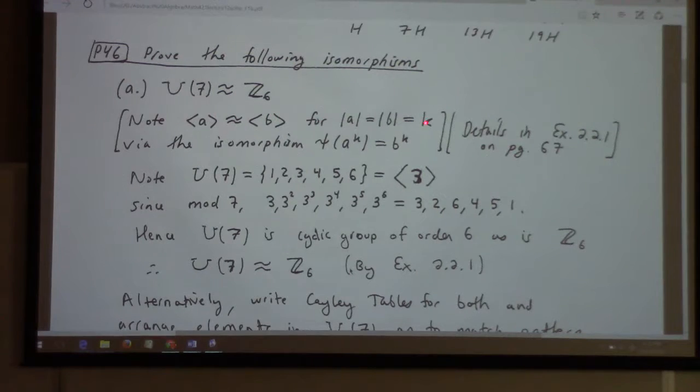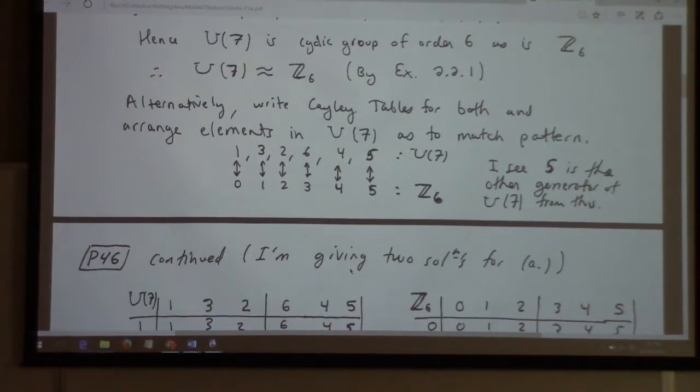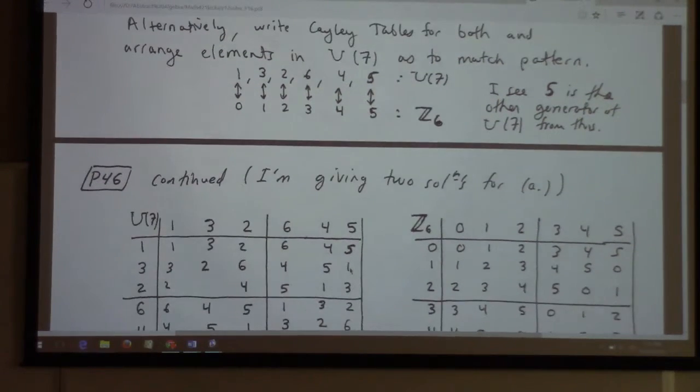If we have 2 cyclic groups of order k, then the isomorphism is this. And the details to that are in my example 2.21, page 67. But yes, if you find that 2 groups are cyclic groups of the same order, they're isomorphic, because of that example and this isomorphism. We don't have to reinvent the wheel every time we find a pair of cyclic groups of such and such order. Of course, you could also write the Cayley tables, which I do here.